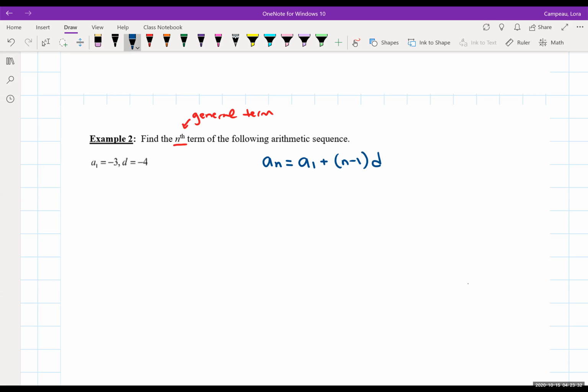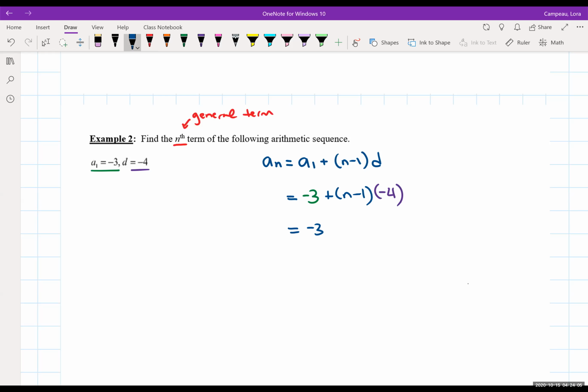So if we're just asked to find the nth term, all we have to do is plug in for a sub 1 and d if we know it. And we actually do. So let's do that. We have a sub 1, which is -3. So we have plus n minus 1. And then we do have our d, which is given as -4. So remember, that's multiplied by the n minus 1. So from here, you just want to simplify it, so you could find this general term.